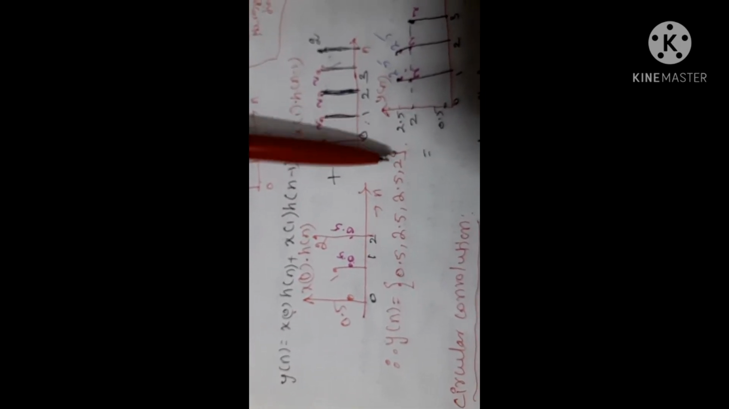So one place you will get 2, second place 2, third place 2. Then finally you add this graph. So first 0 place, here 0.5, here nothing. So first value is 0.5. 1 place, here 0.5, here 2. So 2.5. Second place, here 0.5, here 2. So 2.5. Third place, here nothing, 0. Here 2. So 2 you will get. So total output 0.5, 2.5, 2.5, 2.